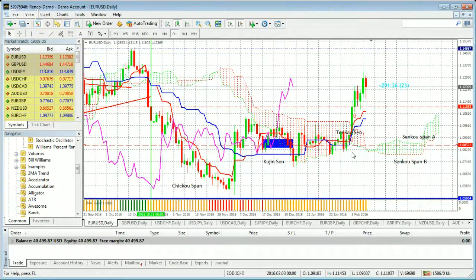You'll notice we're going to get into new trends with either Chiku span breaks, Kumo cloud breaks or future Kumo crosses. That's how we initiate the trade. Then we start adding to the positions by looking at things like Tenkan and Kujin-sen crosses. We could also look at Kujin breaks, so price breaking Kujin when it pulls back and so forth. It's going to give us a lot that we can use and run with.